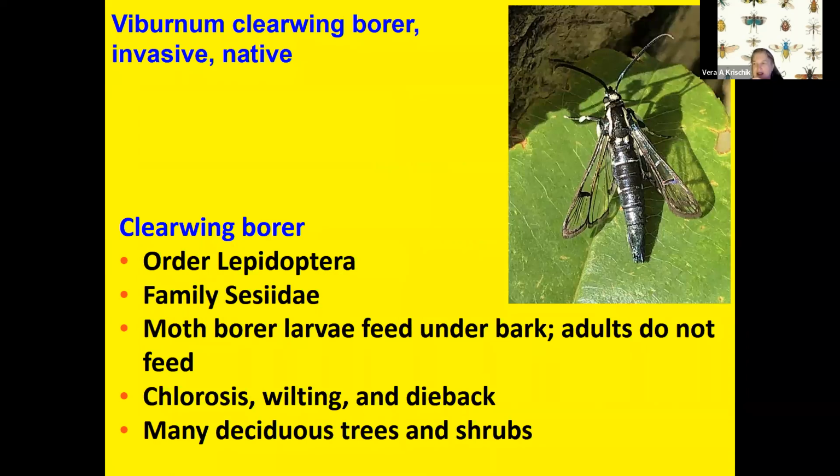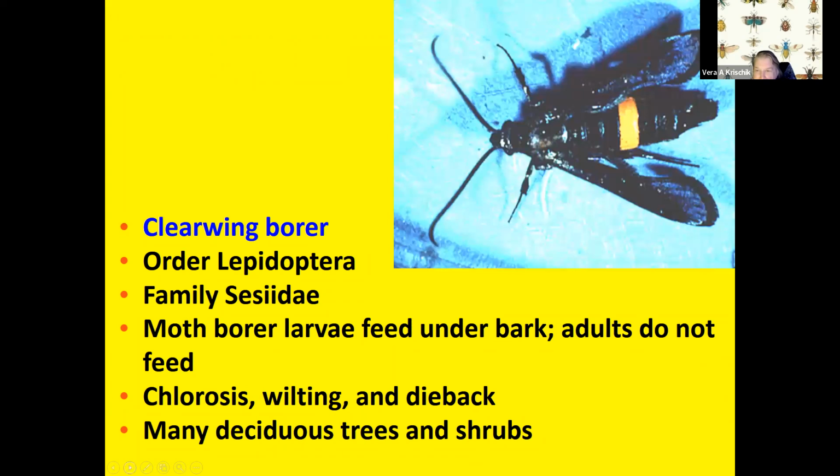So here is what the adults look like. Look at these long antennae. That is a moth. Does that look like a moth to you? It's in the order Lepidoptera, family Sesiidae. They land on the bark and lay eggs, and they chew a hole in the bark just like all the other buprestids do. The eggs hatch out and they cause that damage. So it says moth borer larvae feed under bark, adults do not feed: chlorosis, wilting, dieback, many deciduous trees. So it's really hard to sort out what's there unless you look for those galleries, which look just like weed whipping damage.